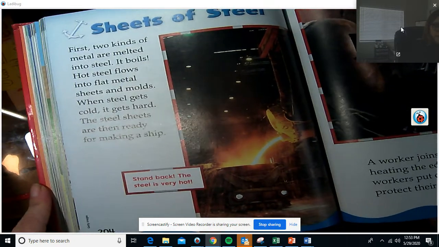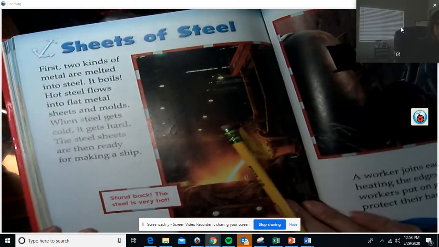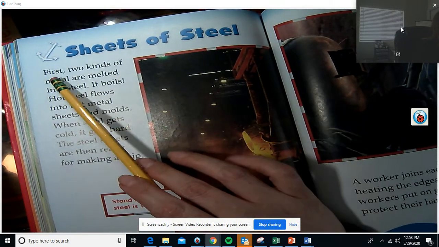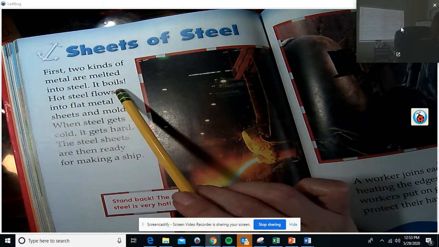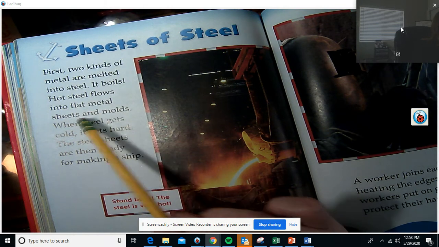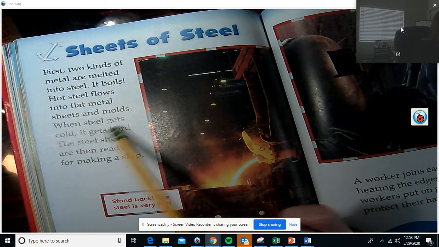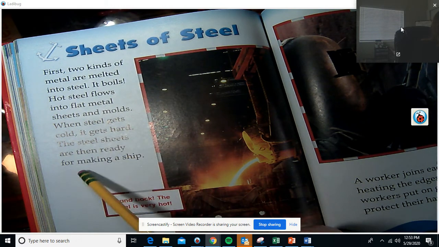Oh, I see steel, and that was one of our causes. It says sheets of steel. First, two kinds of metal are melted into steel. It boils. Hot steel flows into flat metal sheets and molds. When steel gets cold, it gets hard. The steel sheets are then ready for making a ship.